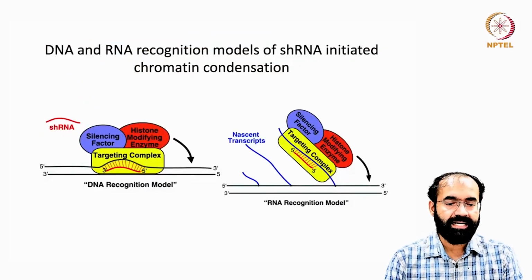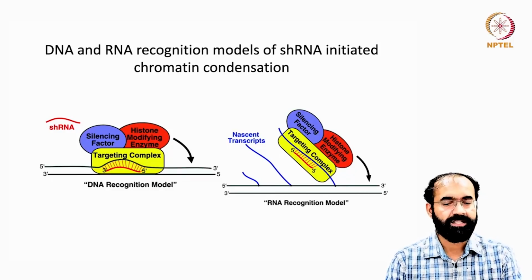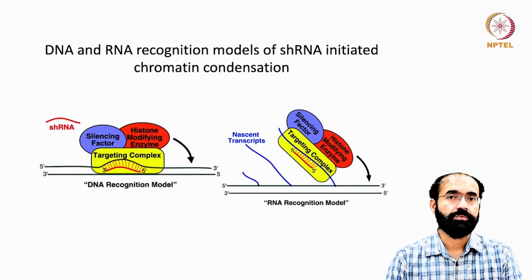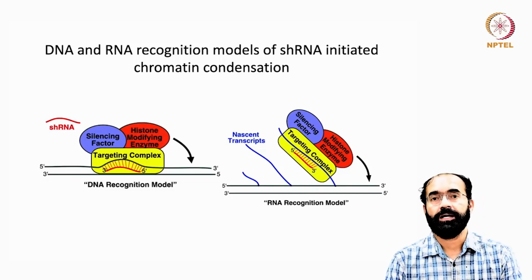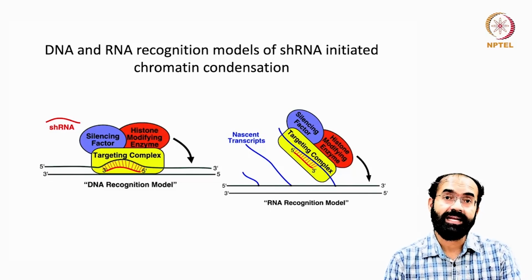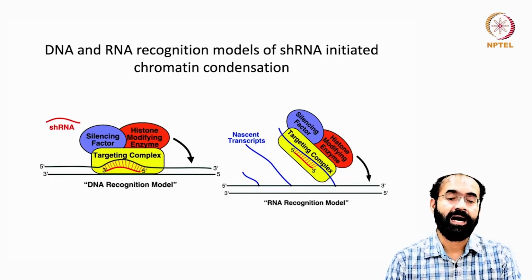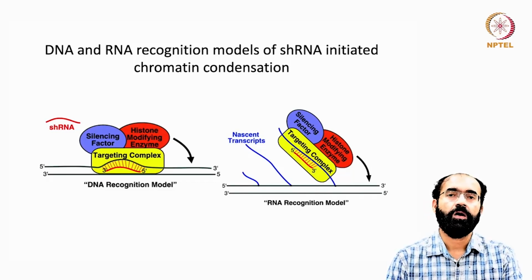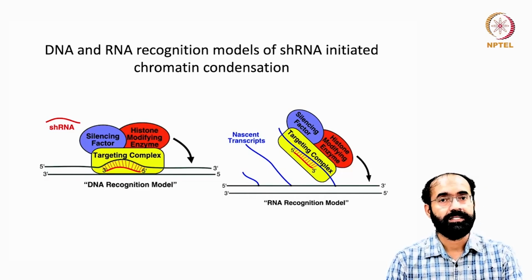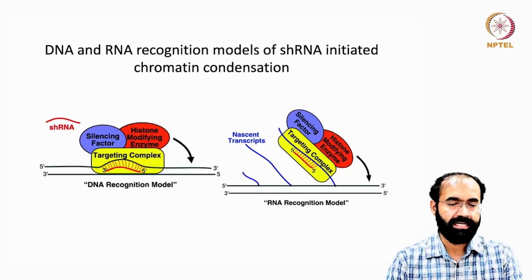So, DNA and RNA recognition models of shRNA initiated chromatin condensation. This means in this section we will try to understand how a shRNA is contributing to the maintenance of this imprinted status. So we have two models. One is a DNA recognition model and the other an RNA recognition model. We know all genes are located in the DNA and RNA is formed from specific loci or locations in the DNA.